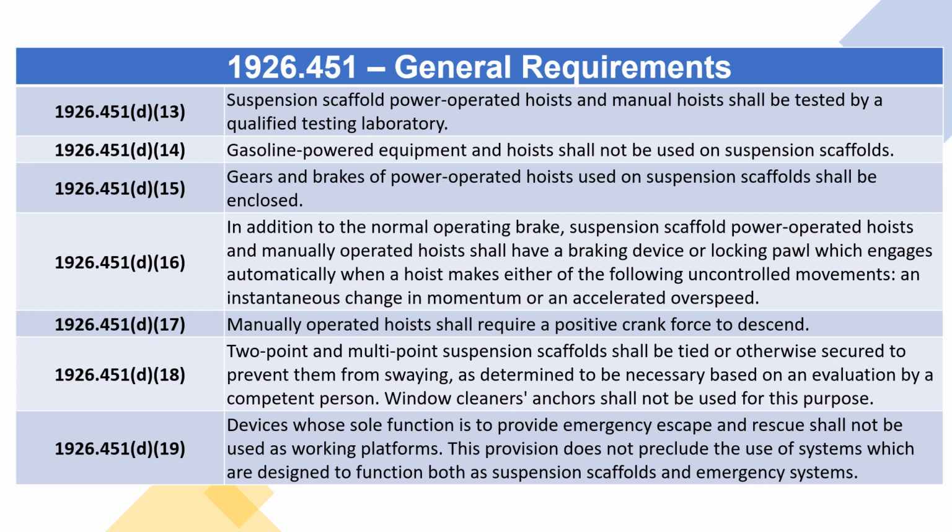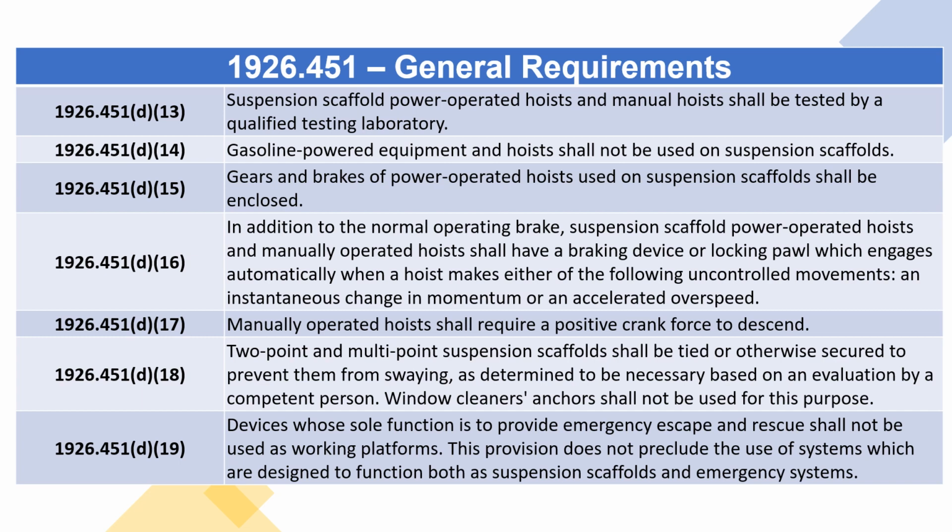1926.451(d)(16). In addition to the normal operating brake, suspension scaffold power-operated hoists and manually operated hoists shall have a braking device or locking pawl which engages automatically when a hoist makes either of the following uncontrolled movements: an instantaneous change in momentum or an accelerated overspeed. 1926.451(d)(17). Manually operated hoists shall require a positive crank force to descend.